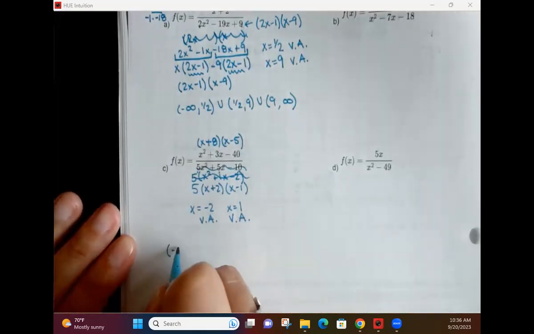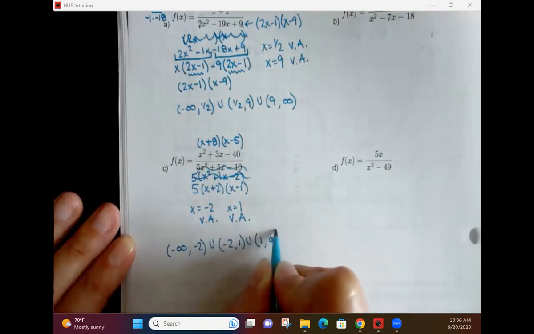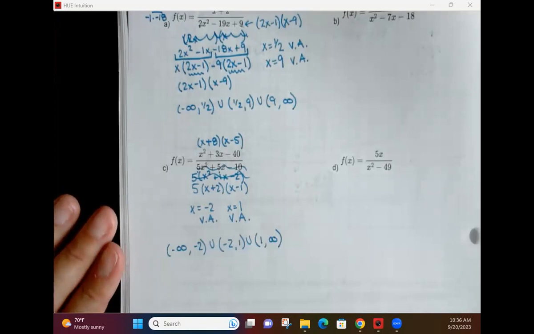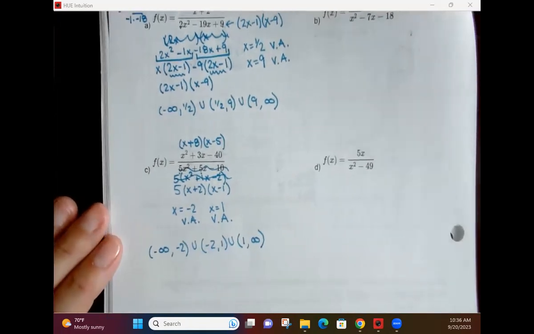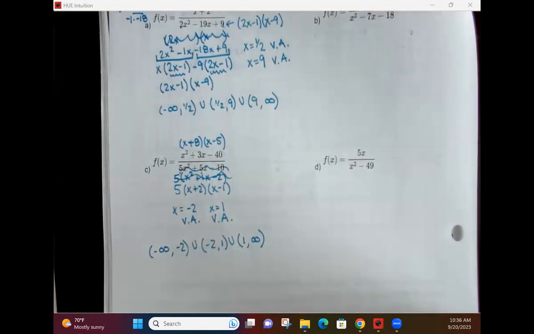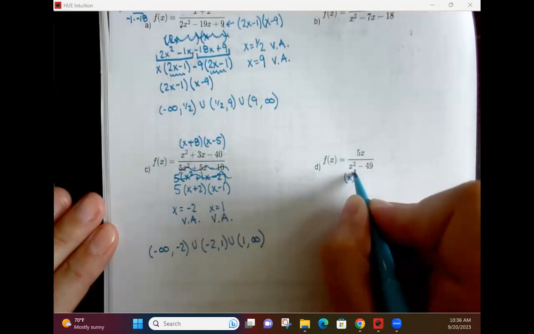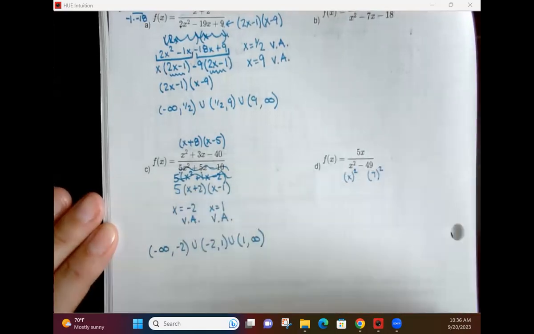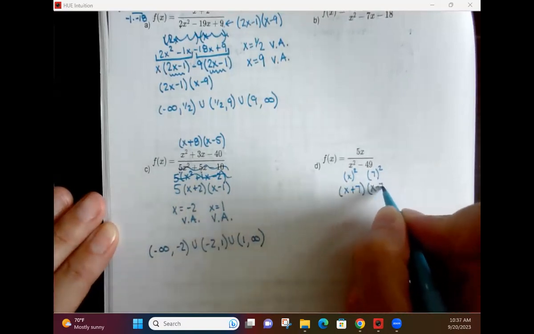My domain then would be negative infinity to negative 2, negative 2 to 1, and 1 to infinity. For D, I've got some factoring that I can do on the bottom. This is a difference of squares, called so because it's a difference, subtraction of two perfect squares. X squared came from X that I squared, and 49 came from 7 squared. So my factored form here would be X plus 7 times X minus 7.